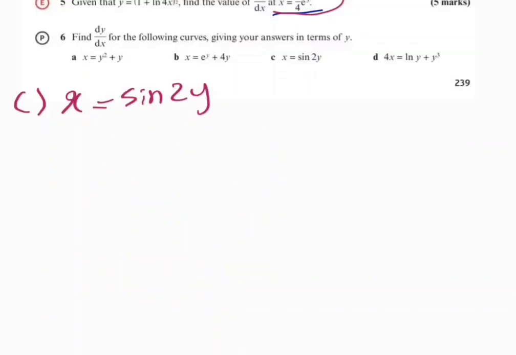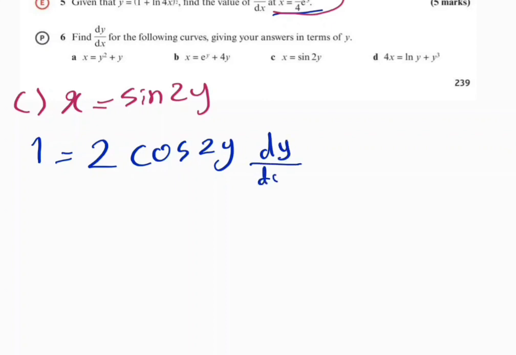C, x is equal to sine 2y. x differentiates to 1 with respect to x. Sine 2y with respect to x differentiates to 2 cos 2y dy by dx.